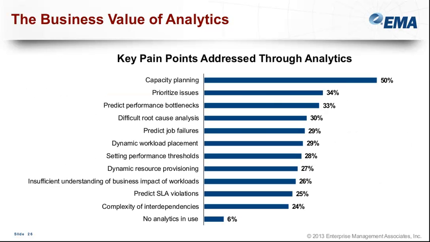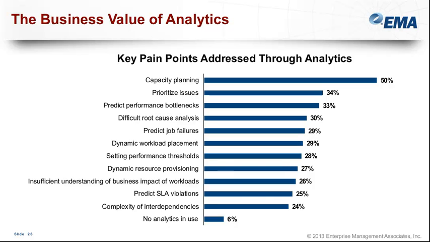So the key pain points addressed through analytics, you can see here, and we find that capacity planning is right at the top of that list. And without analytics, capacity planning is basically guessing and praying. And issue prioritization is next. It's very similar. Without analytics, you really don't know the business impact necessarily of what you're doing, because there could be correlations and relationships of variables going on behind the scenes that you really cannot understand without a big data approach to IT operations.